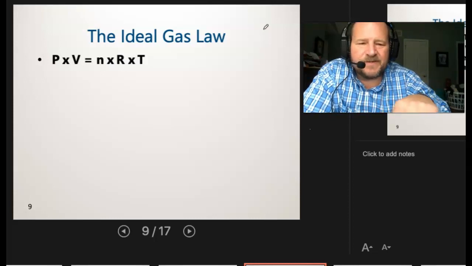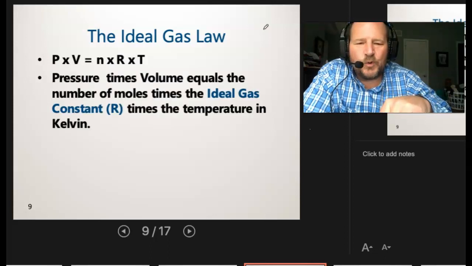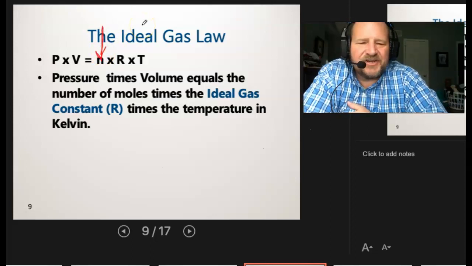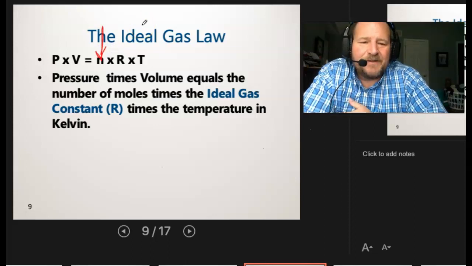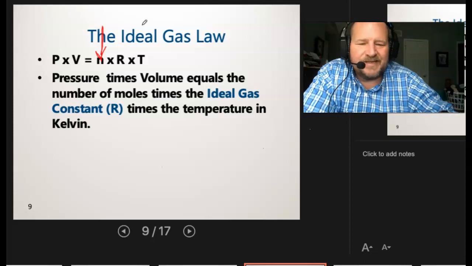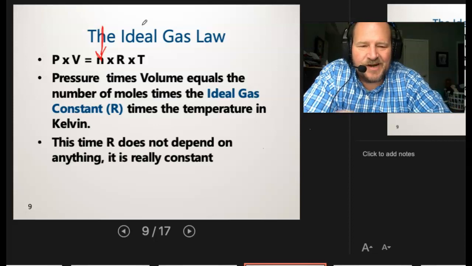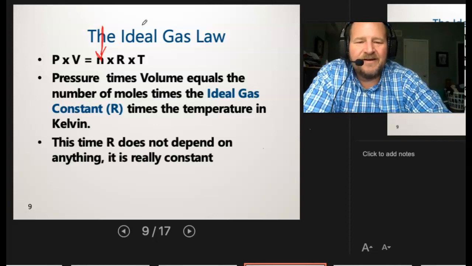That's pressure, volume, temperature. No big deal there. However, you now have the number of moles. And so n is the number of moles. And then there's this R. Well, R is actually like kappa. It's a constant, except this time it's a real constant. And the real constant really does have a value. So this time R does not depend on anything. It really is a constant. We're not going to flip things around and plug it back in. We're going to have some values for R that we're going to need to have handy.